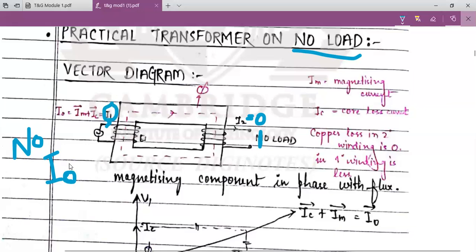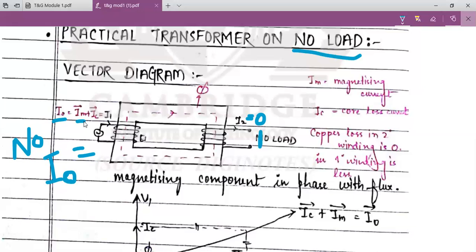It has two components. This no load current I0 has two components. One is a purely reactive component, that is IM. You can call this the magnetizing component of no load current.